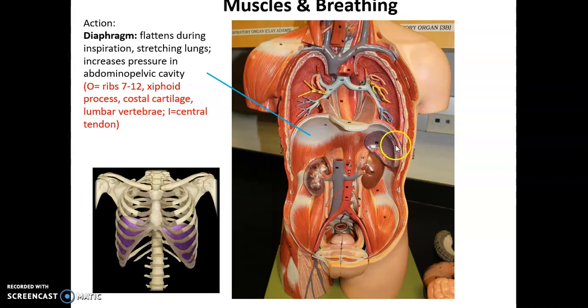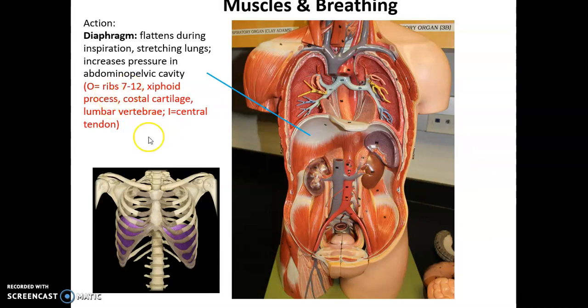All right, the diaphragm. Diaphragm is a very important muscle for breathing. It is sort of a bowl-shaped muscle, as you can see here. It is the separator between the thoracic cavity and the abdominal pelvic cavity. When it contracts, it flattens out, pulling down, and this happens during inspiration when we breathe in. And this will then stretch the lungs, increasing the volume of the lungs, which allows air to flow into the lungs. And as a consequence of this pulling down and flattening out, it also increases pressure on the structures in the abdominal pelvic cavity.